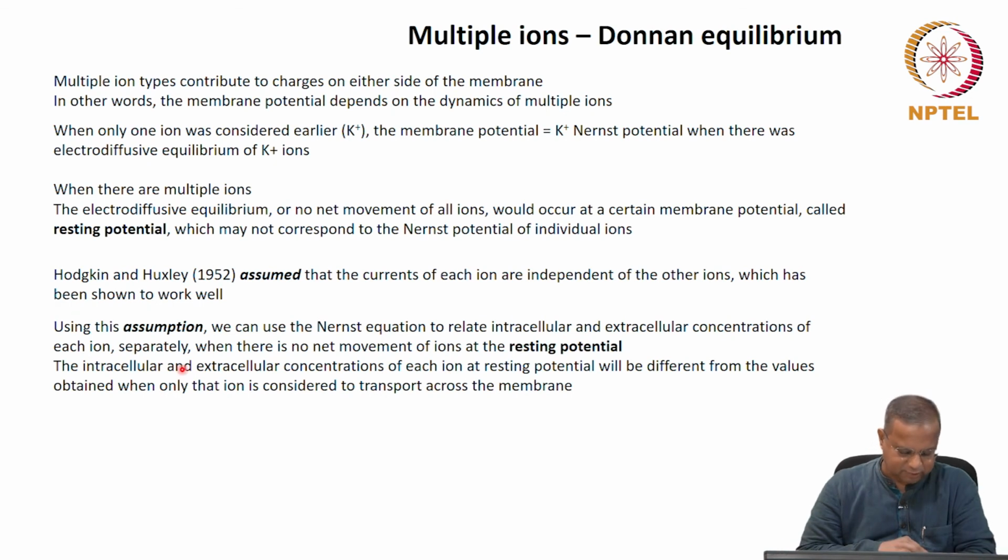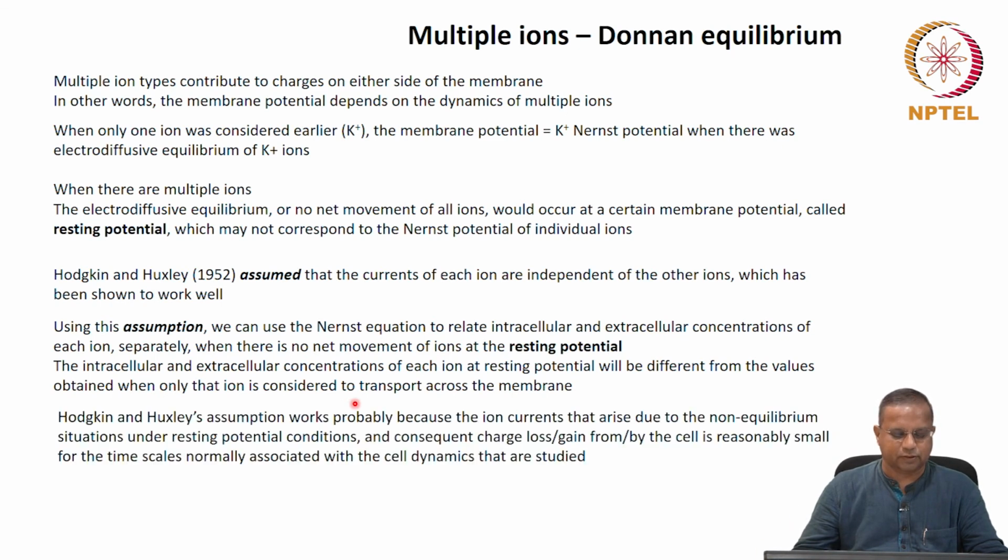The intracellular and extracellular concentrations of each ion at resting potential will of course be different from the values obtained when only that ion is considered for transport across the membrane. Let me read this again. The intracellular and extracellular concentrations of each ion at resting potential will be different from the values obtained when only that ion is considered to move across the membrane.